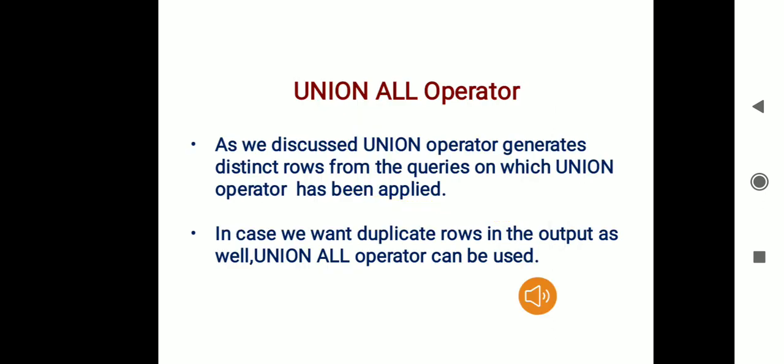As we discussed, the union operator generates distinct rows from the queries on which the union operator has been applied. In case we want duplicate rows in the output as well, the union all operator can be used. That is the difference between the union and the union all operator. In the union operator, it takes all the entries from both the tables after removing the duplicate entries, whereas if you use the union all operator, then it will include the duplicate entries as well.